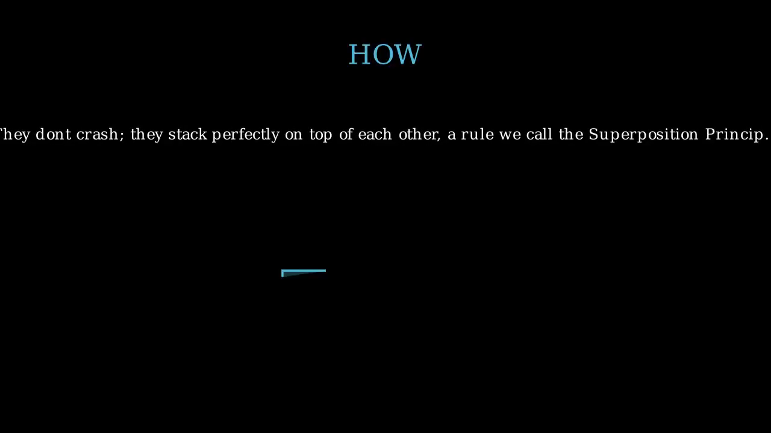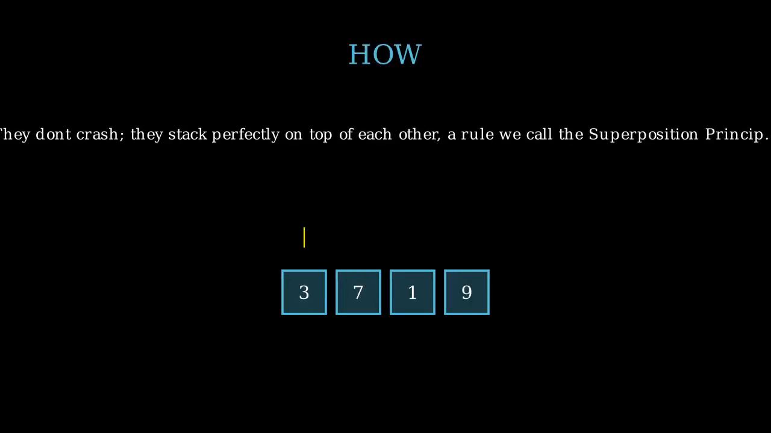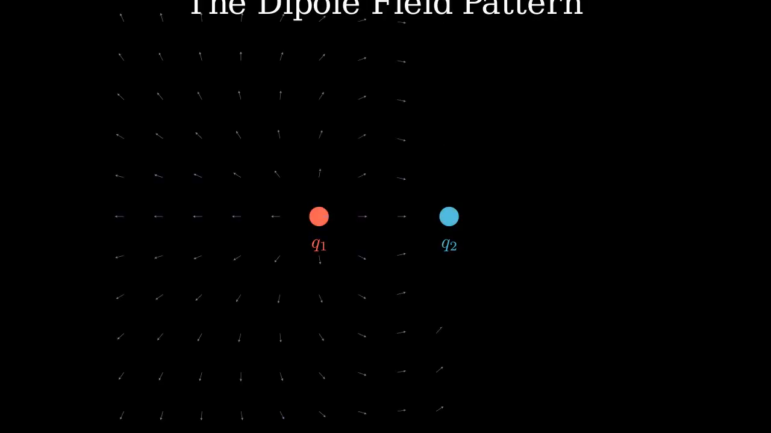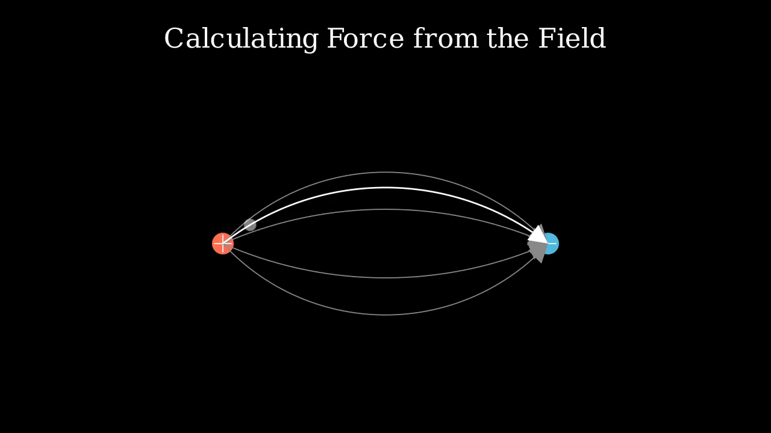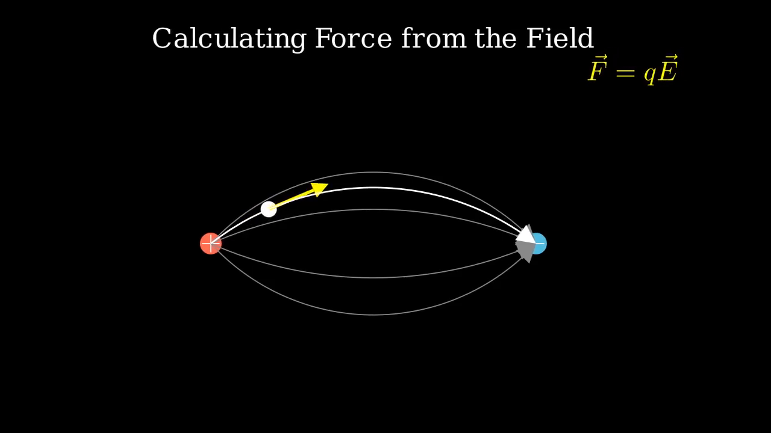If we drop a second source charge nearby, do the two fields collide and crash? They don't crash, they stack perfectly on top of each other, a rule we call the superposition principle. You simply calculate the vector for charge 1, the vector for charge 2, and add them up to get the total field.